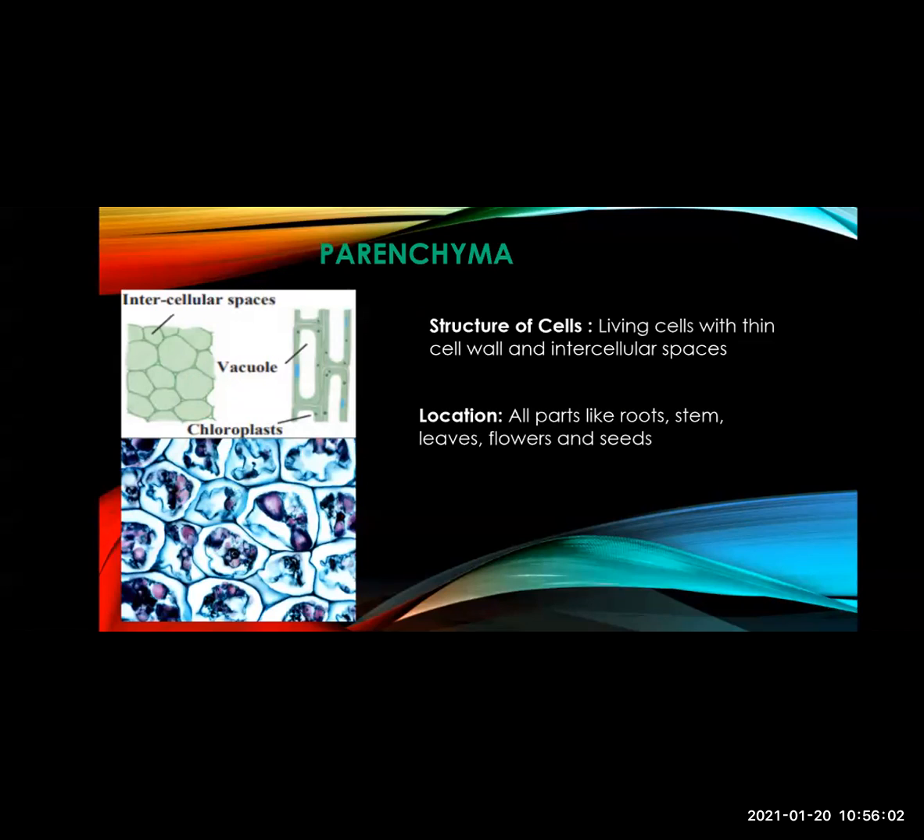Where is it present? It is present in all parts of the plants like root, stem, leaves, flowers and seeds. These are the living cells. For the proper growth of the plant, these cells are present everywhere in the plant. Function: it provides support, storage of food and filling the vacant places. Wherever there are gaps in between the different tissues, that gap is filled with the help of parenchyma cells.